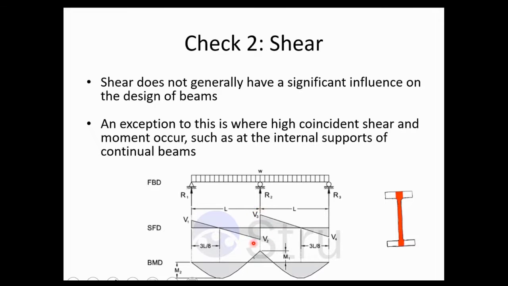because we have a high level of shear and a high level of bending in the one location, which means that we're using the web in this area mainly for shear, and we're using the flanges mainly to resist the bending. And we have to be very, very careful in those instances where we have a high coincidence of shear and moment occurring around the same spot.